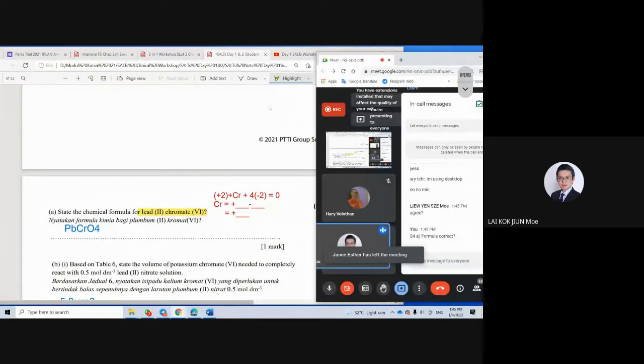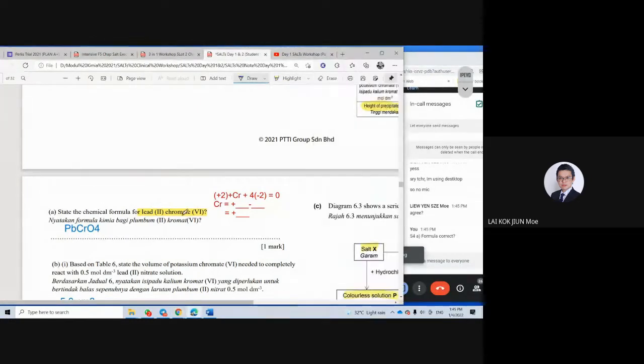PbCrO4. When you see the words chromate, the -ate, remember there must be something with oxygen. So the -ate is the oxide with 4 oxygens. You will see that potassium manganate, KMnO4, also. So always with the O4 is the -ate.